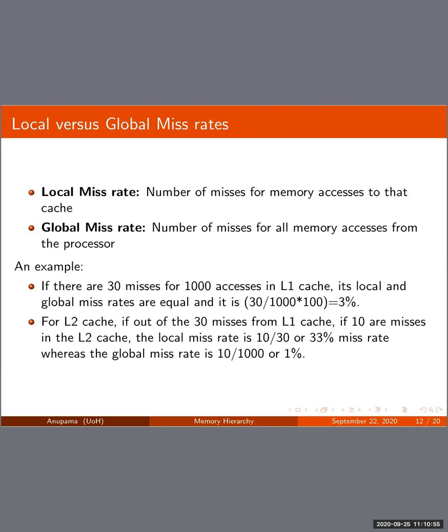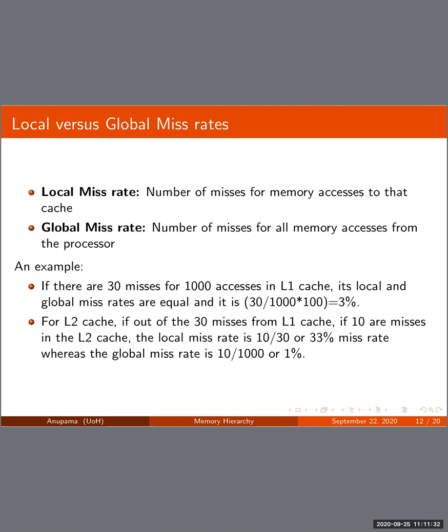So there is this concept of local miss rate and global miss rate. Anyone who has seen Bhaskar and Raman's third video would have come across this, right? That you have these different terms. Basically, the local miss rate is the number of misses per memory accesses to that particular cache. Whereas the global miss rate is the number of misses for all the memory accesses that the processor has made.